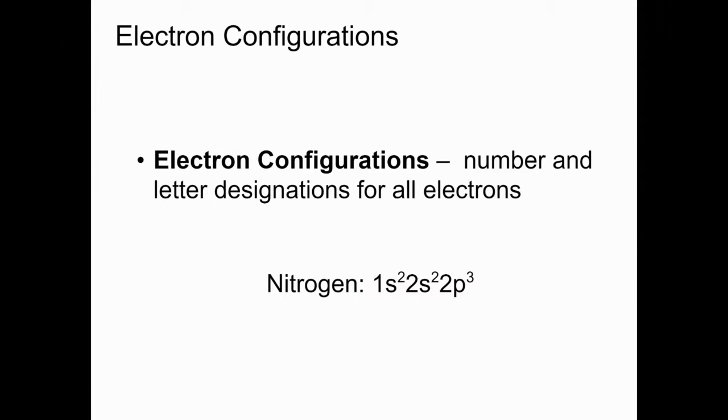Now we're going to get onto electron configurations, and it's basically the same thing, except that instead of drawing boxes with 2 arrows, we just put this little number 2 here. So we just looked at nitrogen. This is number and letter designations for all electrons. This is the principal quantum number. This is the shell, sorry, subshell. And this is how many electrons are in it. So this means there are 2 electrons in the 1s, 2 electrons in the 2s, and 3 electrons in the 2p.